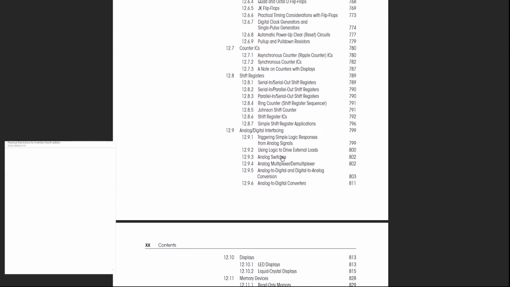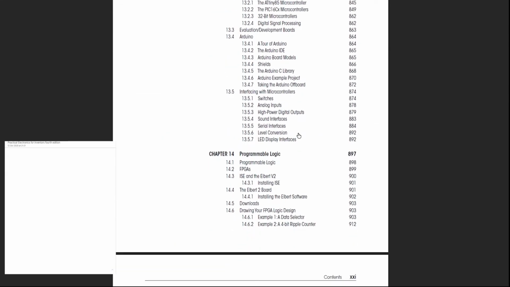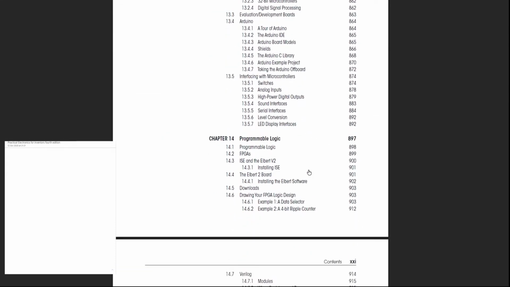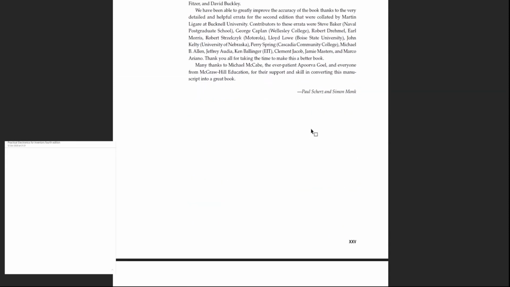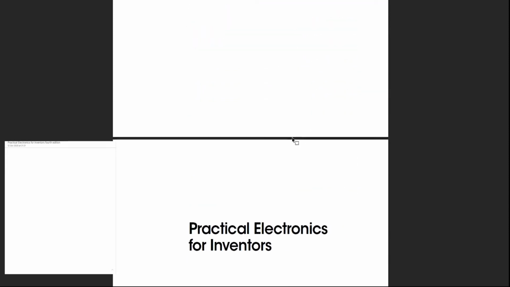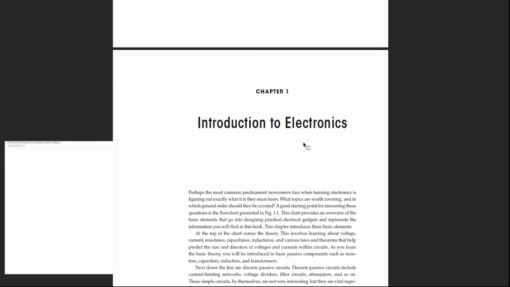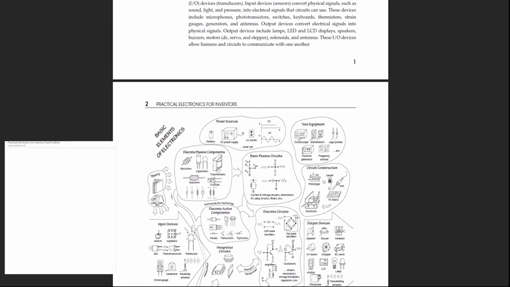There's a lot of pages. Literally less than 10% of the book it gets to AC. Look, it's like 1,000 pages. Mad. Alright, so we've got a preface. We never read the preface. Why would you do that? We don't read the acknowledgements, no offense to the author's mother or family or whoever they're acknowledging. Introduction to electronics. Nice.